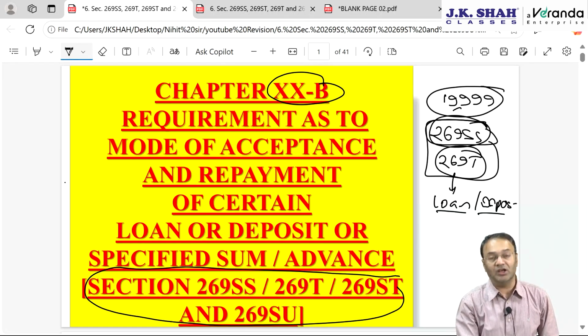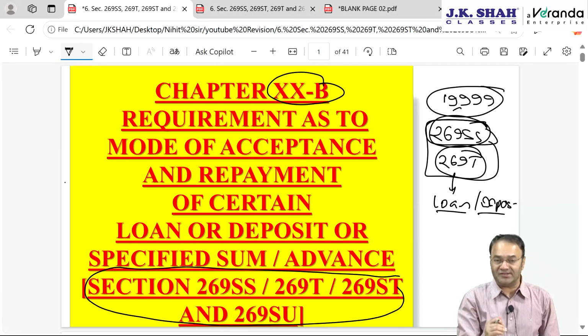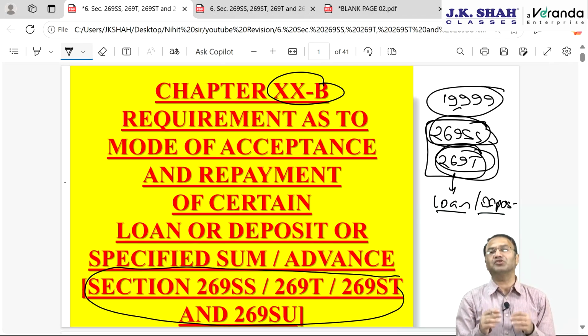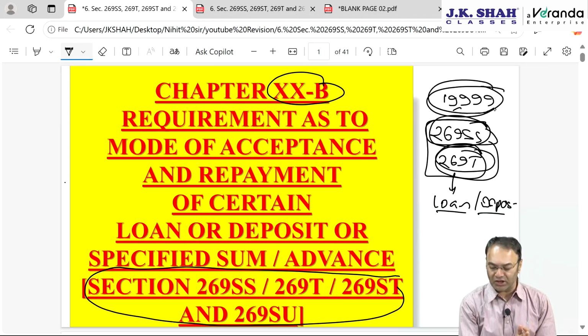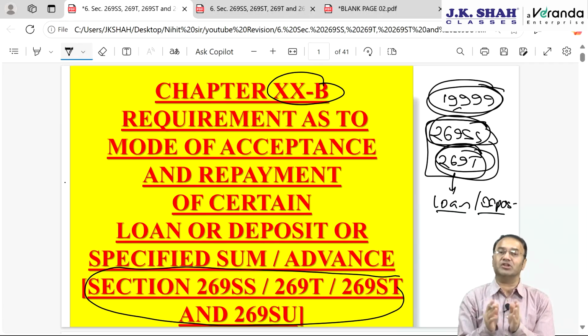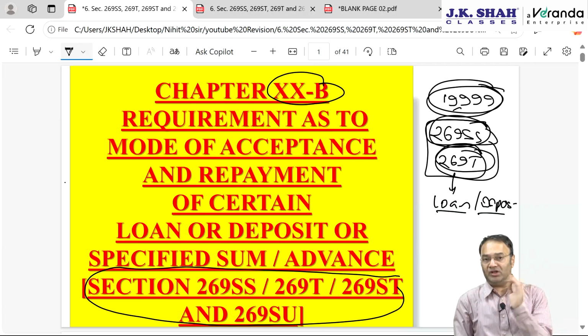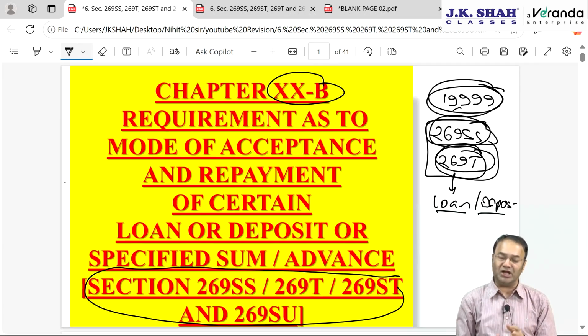269SS imposes a restriction on taking or accepting loan or deposit. 269T applies on repayment of loan or deposit. But this 20,000 amount, which is applicable for both the sections, is applicable per person. That means I can accept loan or repay loan up to 19,999 if the transactions are with different parties. With Mr. A, Mr. B, Mr. C, Mr. D, with everyone I can have 19,999 of transaction.